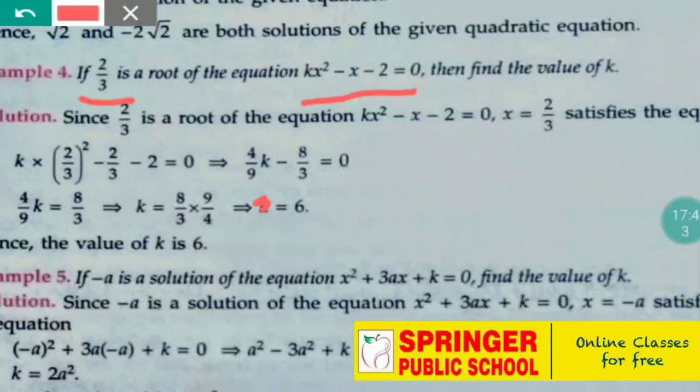If I transpose 8 by 3 on the right hand side, 4 by 9k becomes equal to 8 by 3. So k becomes equal to 8 by 3 into, it will be inverse, 9 by 4. So what will happen? 4, 8 can be cancelled out, 2, and 3, 9 can be cancelled out, 3. So 3 2s are 6. So your answer is 6. The value of k is 6. Now let us move on to the next question, students.